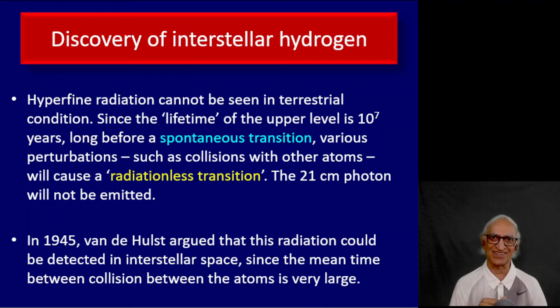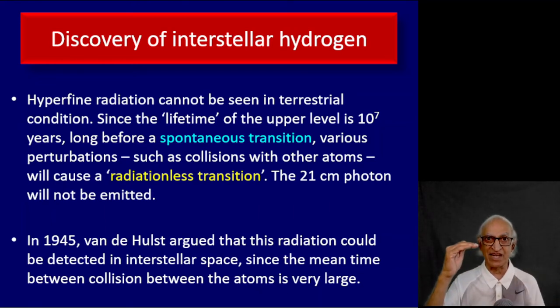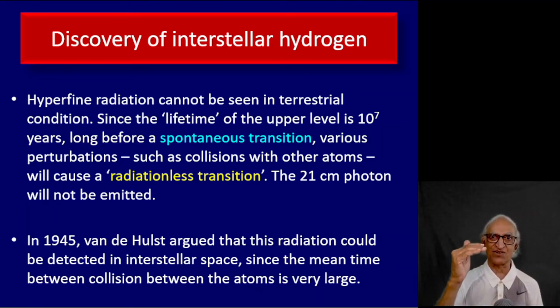Do this calculation. And do the same calculation for hydrogen atom at a density of 1 atom per cubic centimeter and at a temperature of about 100 Kelvin. Convince yourself that in the latter case, the mean collision time is indeed very, very large. Therefore, there is a finite probability that the electron will be able to de-excite emitting a photon.